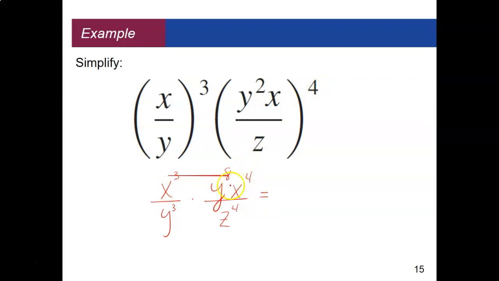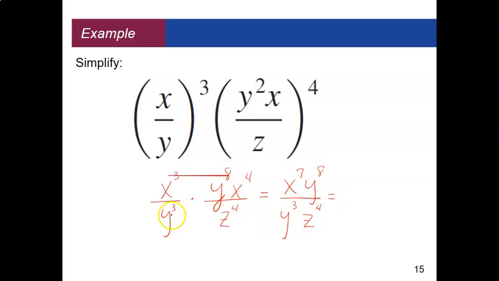All right, so I want to combine x's and y's together. This would not be completely simplified because I've got x's in 2 places and y's in 2 places. So if I work with the x's, they are being multiplied because they're on the same line, so to speak. So I have x to the 3rd and x to the 4th. Adding the exponents will give me x to the 7th, y to the 8th over y to the 3rd, z to the 4th.